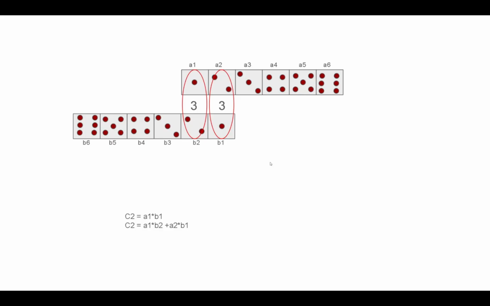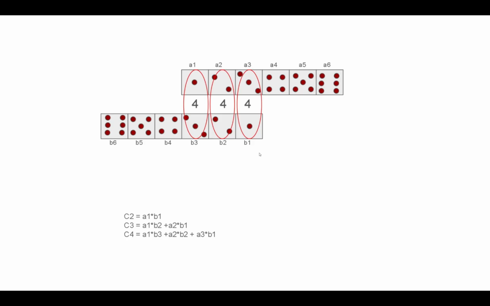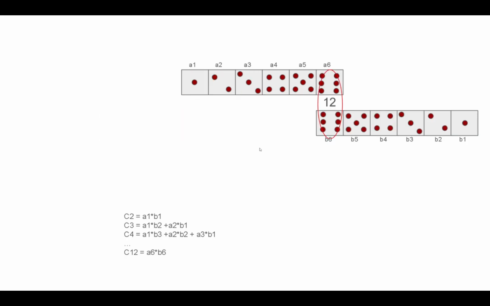Then we move it over once, multiply the a and b values above and below, then add them together. Here we get the chance that they sum to 3. You can repeat this for 4 and all the way until you get to 12, which is the highest value that it can sum to on regular dice.